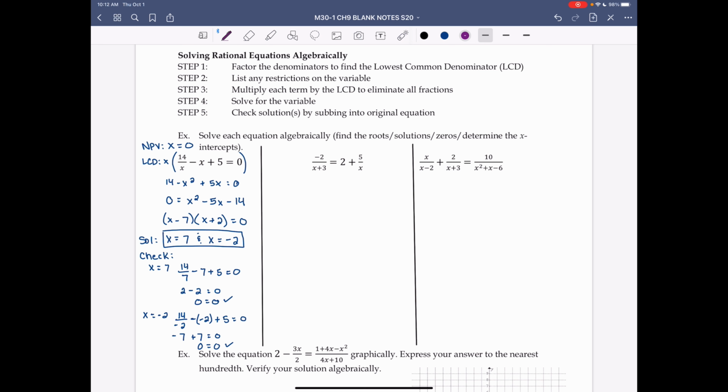We have x plus 3 on the bottom of a fraction, which means one of our NPVs is x equals negative 3. We also have x on the bottom of a fraction, so we also have an NPV of x equals 0, or we could say x cannot equal negative 3 and x cannot equal 0. Step 3, multiply each term by the lowest common denominator to eliminate all fractions. Our lowest common denominator is our two denominators together, so x times x plus 3.